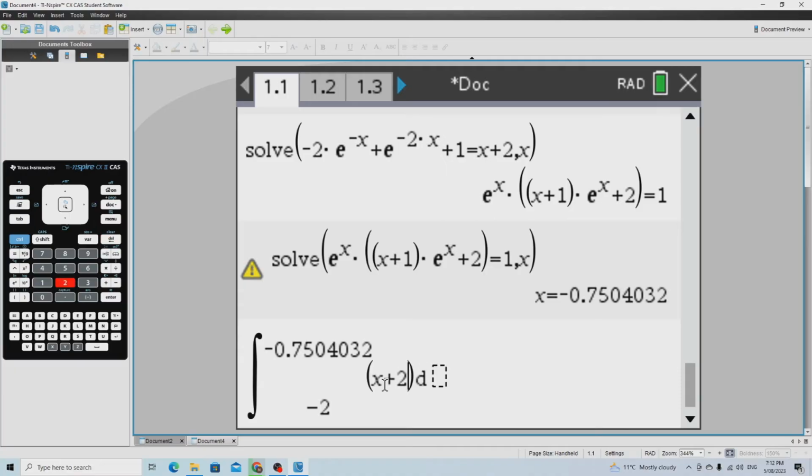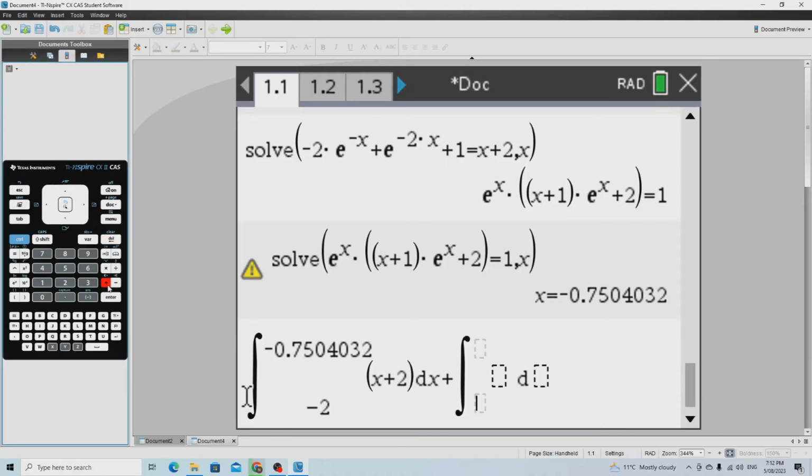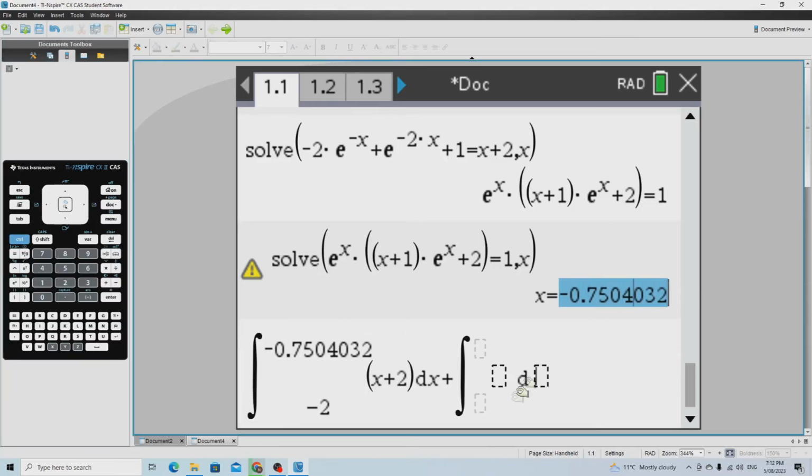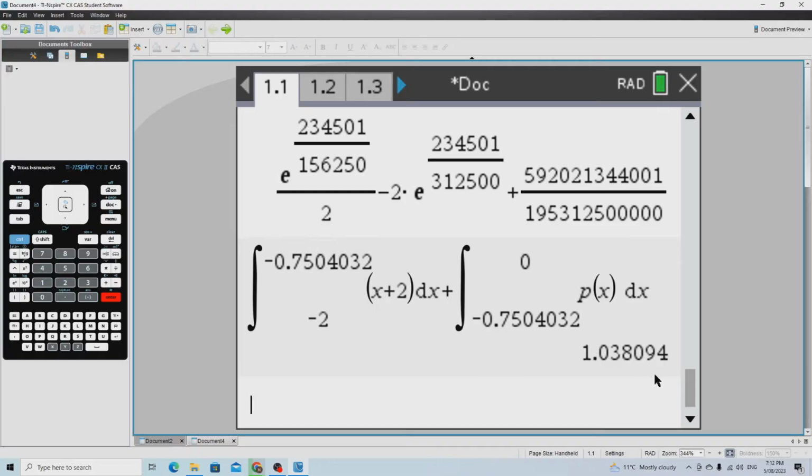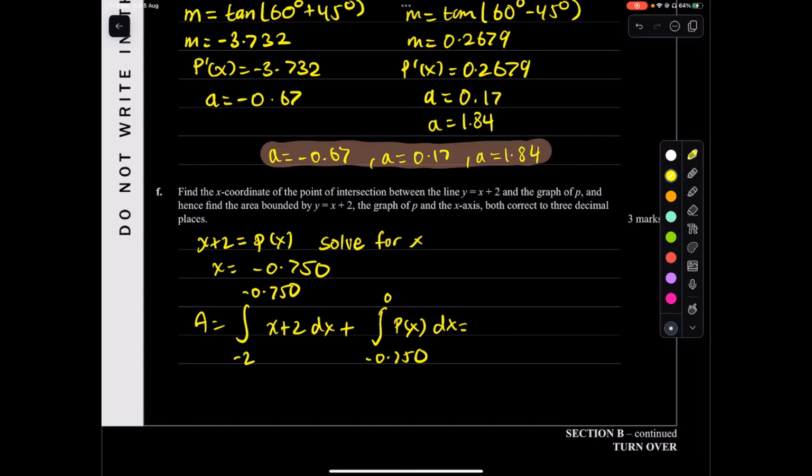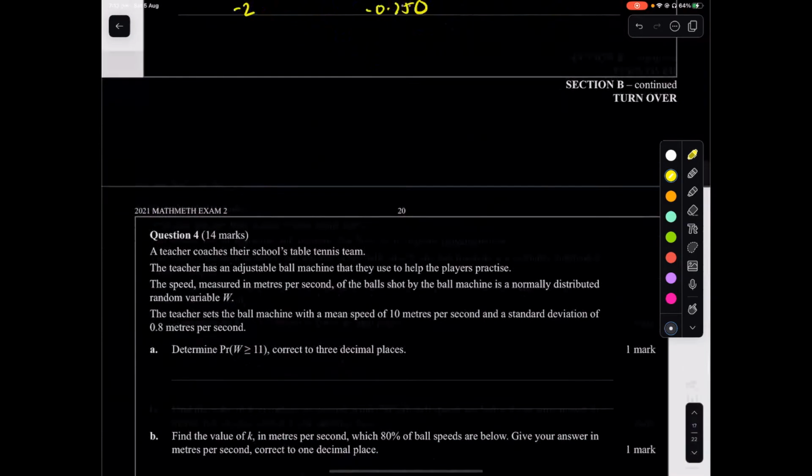Okay, x plus 2 dx plus, so this value over here again, 0 to p of x dx, and we get, to 3 decimal places, 1.038 units squared. Okay, move on to the next question.